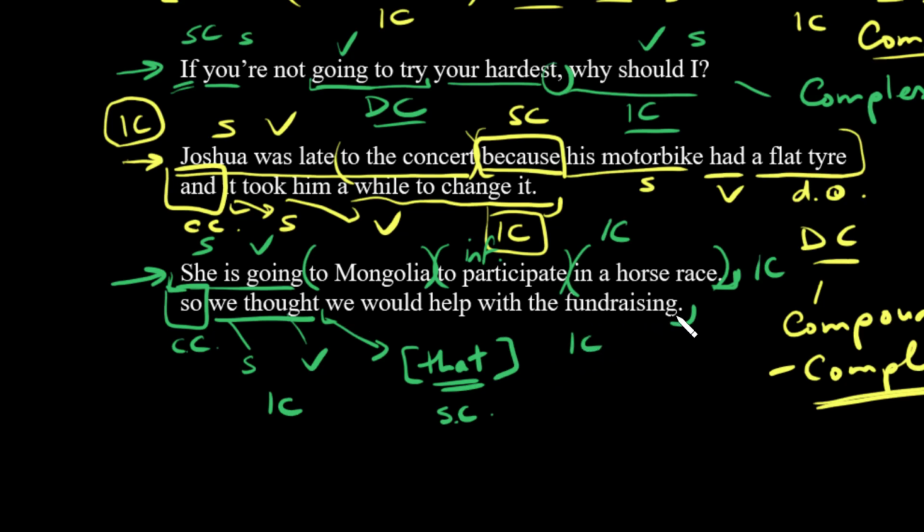We would help with the fundraising, and you can't really have that. There has to be something that connects these two things, and that's that little word that. So we're just going to assume that this is here as well, and we're going to say that this is actually a dependent clause if we include that. So you'll see this quite often, that is missing and is implied. Definitely something to watch out for. If we do classify it this way, then we have two independent clauses and a dependent clause, and this one also is a compound complex sentence.